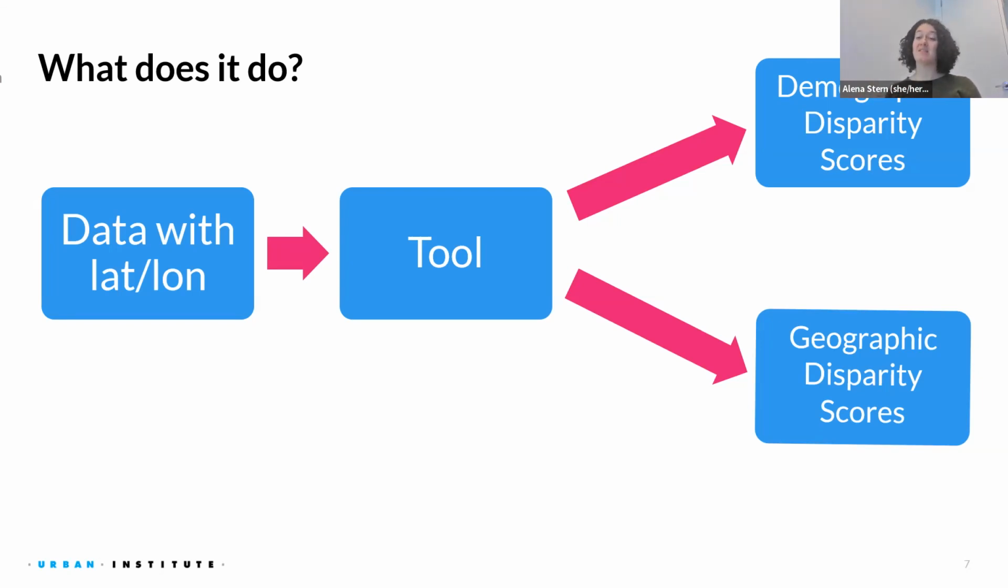The second piece is the geographic disparity score. And this answers the question of which neighborhoods have more or less access to the given resource relative to their population size. And so that looks at, we approximate neighborhoods using census tracts, and it visually shows you which neighborhoods are over or underrepresented in access to the resource of consideration.